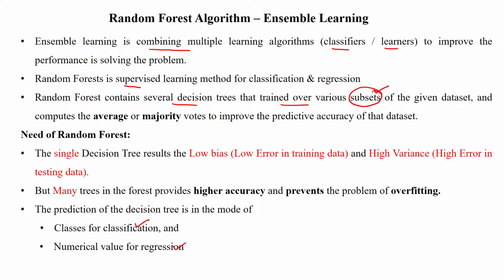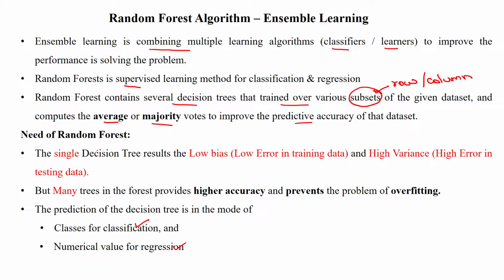This is important. The subset is selected by using row sampling and column sampling, or feature sampling, and then computing the average or majority vote to improve the predictive accuracy on the given data set.